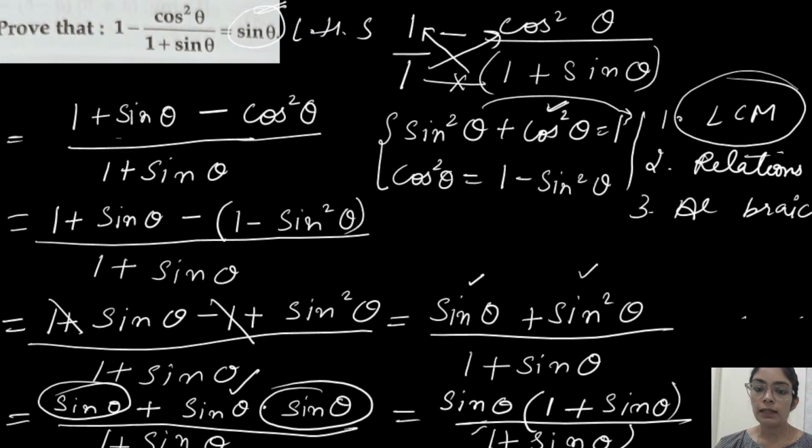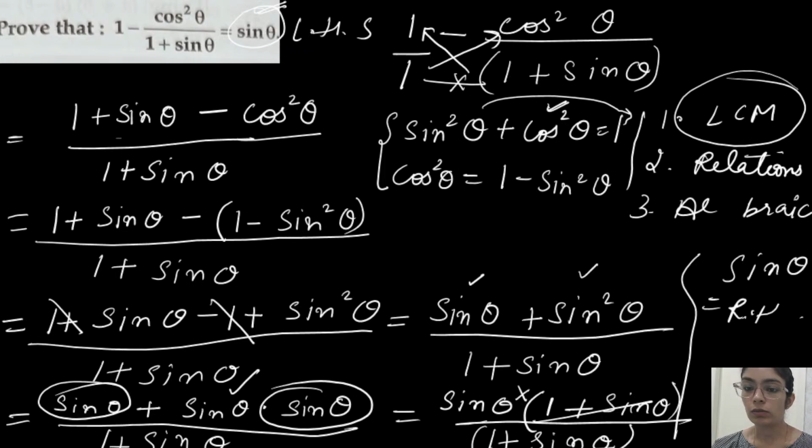Now denominator is 1 plus sine theta and numerator both the terms in multiplicatory form. Sine theta into 1 plus sine theta. So sine theta into 1 plus sine theta, it will get cancelled and we are left with only sine theta, which is equals to our right hand side also. Hence proved.